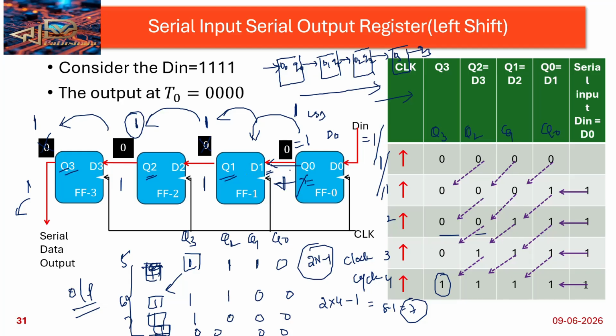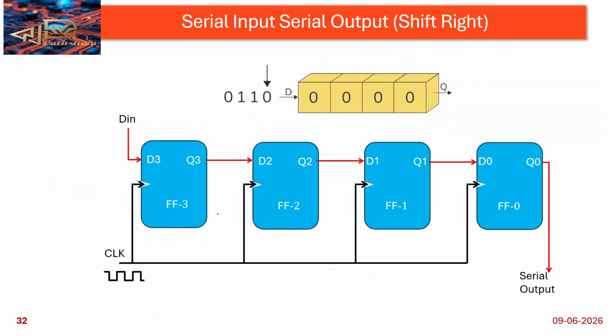So how are the flip-flops connecting? This is D3, this is D2, this is D1, this is D0, and the connection is reverse. The connection is reverse, that is the right shift operation. Here the values are changed, D3 to D2, D2 to D1, D1 to D0. So the values are increasing from right to left side. Then it is the left shift operation. Clear?